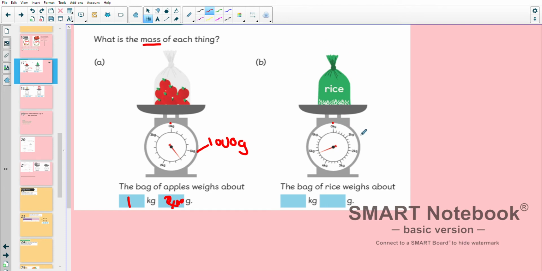What's the mass of the rice? Start on 0, go clockwise. 1 kilogram, 2 kilograms, 3 kilograms, 4 kilograms, and a little bit more. Not 5 kilograms, because 5 kilograms is up here. It's smaller, this scale. So should I go up in hundreds? Well, I'm going to start on 0 and just check. 100, 200, 300, 400, 500. Oh, so even though it looks smaller, it's because it goes all the way up to 6 kilograms.